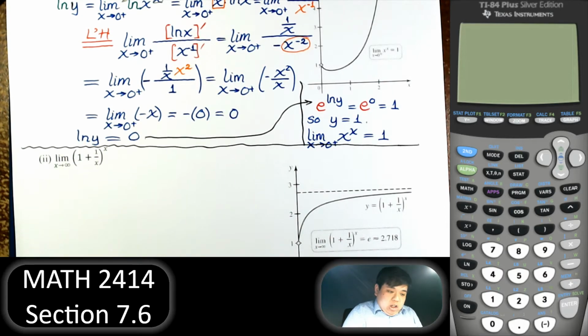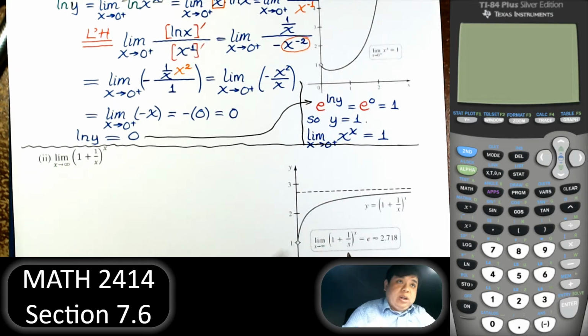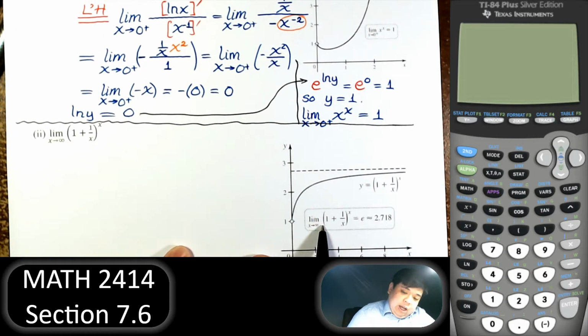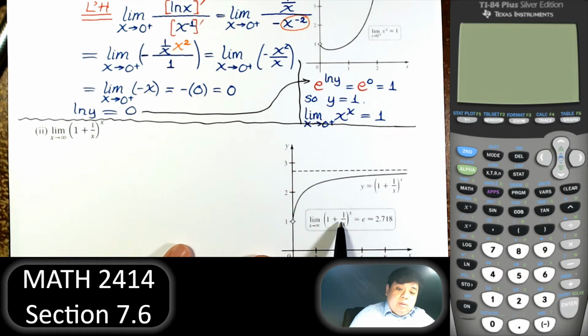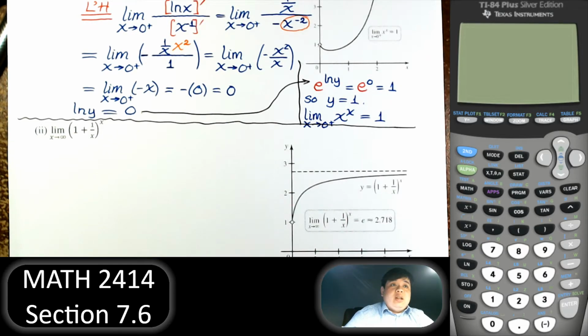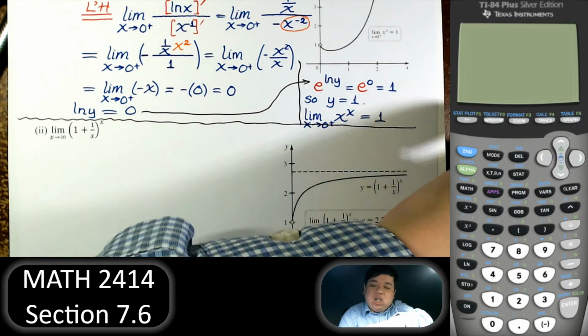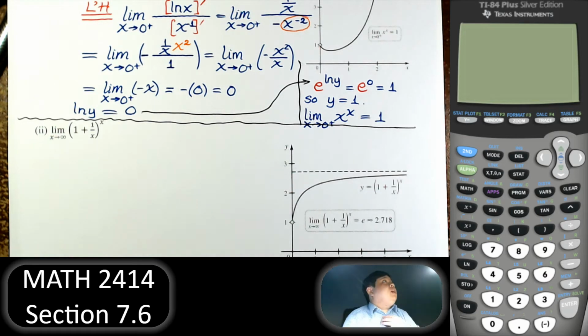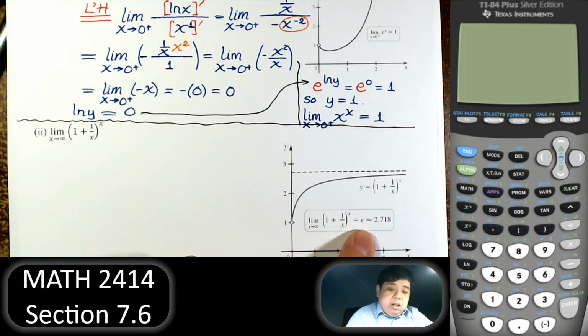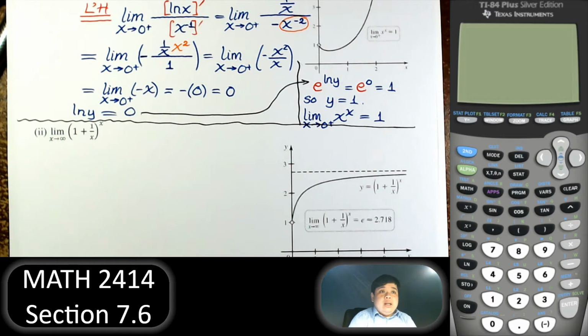Next we have this. So this is a classic problem. And we have here the limit when x goes to infinity of 1 plus 1 over x, to the x power. And the application of this is compound interest and continuous compound interest. We'll see that in college algebra, maybe in pre-calc. But this is the way we define the natural base e, 2.7 and so on.